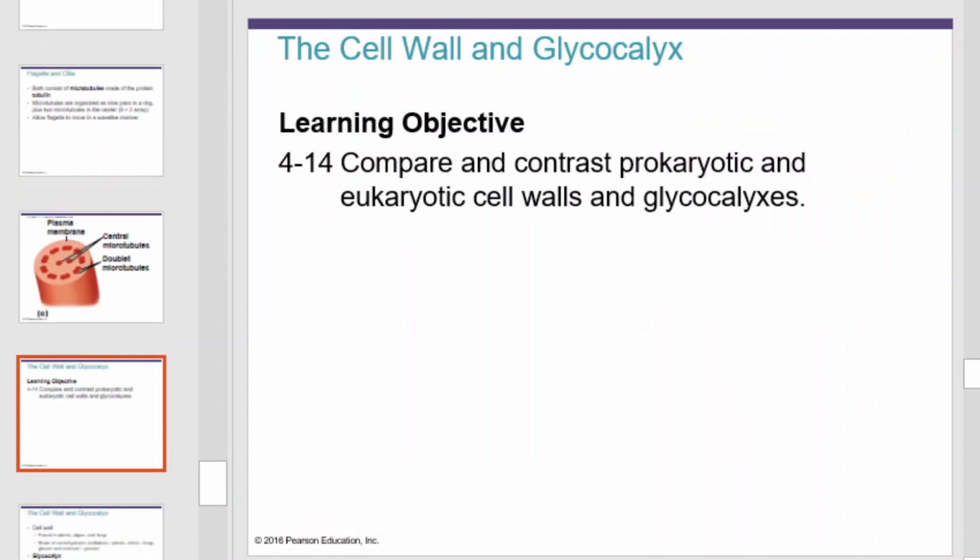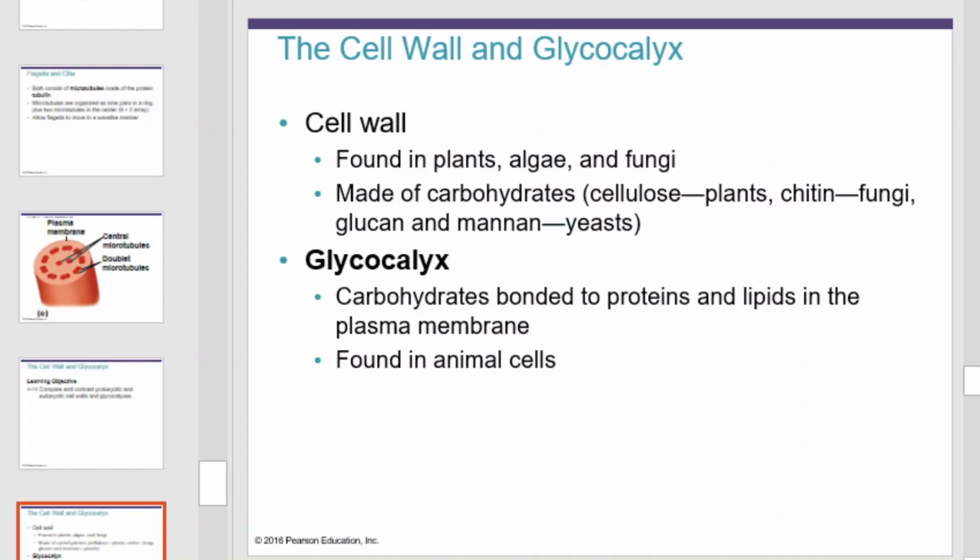The cell wall and glycocalyx of a eukaryote compared to a prokaryote. The cell wall of a eukaryote is typically only found in plants, algae, and fungi. Animal cells or animal-like cells do not have a cell wall. It is typically made of carbohydrates such as cellulose, which is found in plants, chitin in fungi, glucan and mannan in yeast. Glycocalyx may also have carbohydrates bound to proteins and lipids and is typically found in animal cells.